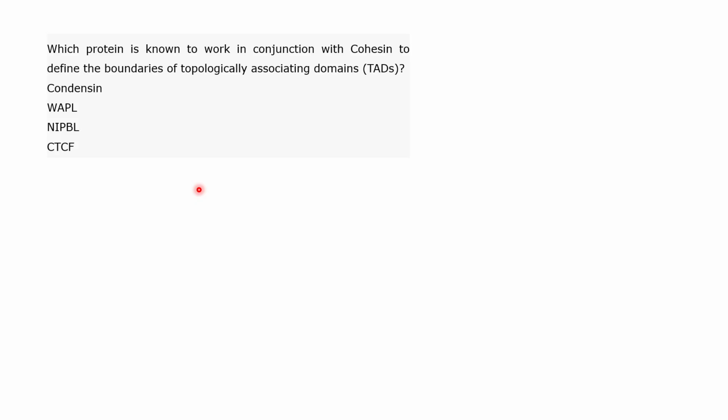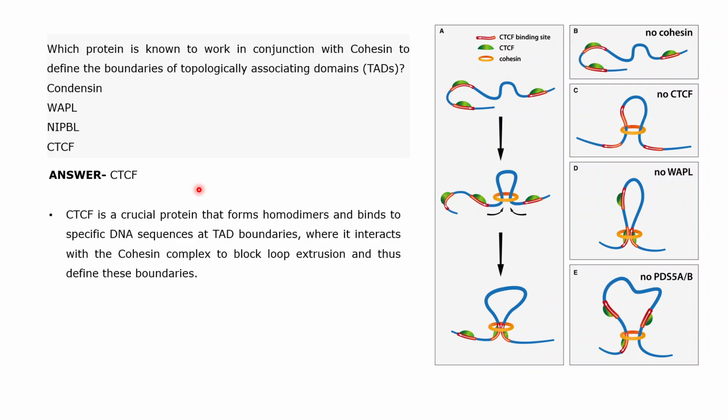Okay, so I think I will just give you the answer. So the answer to this question is CTCF. It is a protein that forms homodimers and binds to specific DNA sequences at the TAD boundaries, where it interacts with the cohesin complex to block loop extrusion and thus define this boundary.